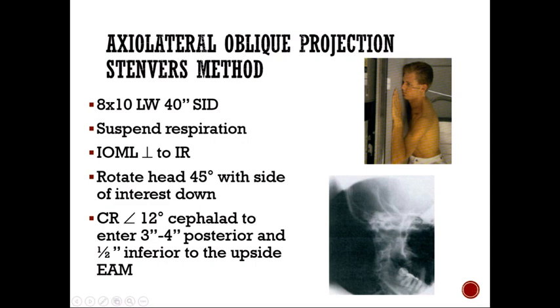Another axiolateral oblique projection is called the Stenvers, which was one that was pretty well known. On this one, again, your IOML is perpendicular to your IR, but we're going to rotate the head 45 degrees with the side of interest down. We're going to angle our tube 12 degrees cephalad to enter 3 to 4 inches posterior and 1/2 inch inferior to the upside EAM, so centering on the upside but looking at the downside.